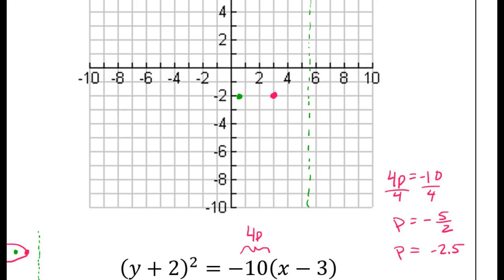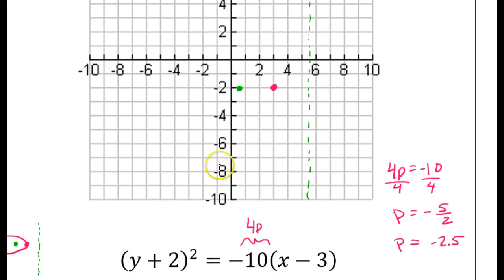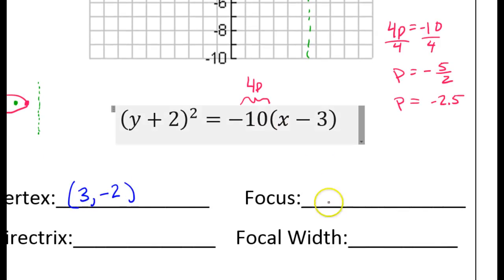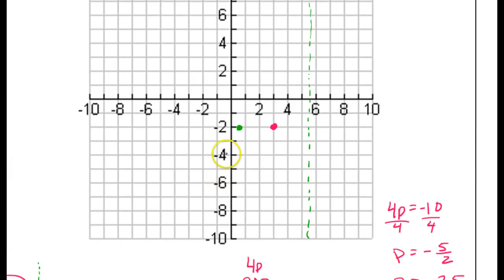I need 2 more points in order to graph this parabola. For that, we will use the focal width. See this -10 again? Because of that, the focal width is 10. It's always positive. So since the focal width is 10, that means the width of the parabola at the focus is 10, which means if I go up 5 and down 5, that will give me a total focal width of 10. So that's enough information for me to be able to sketch this parabola.